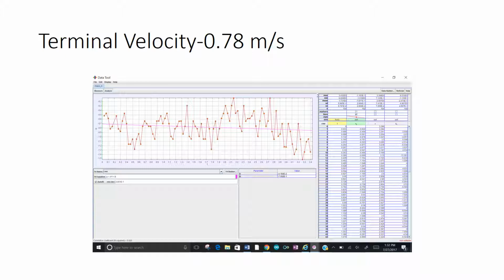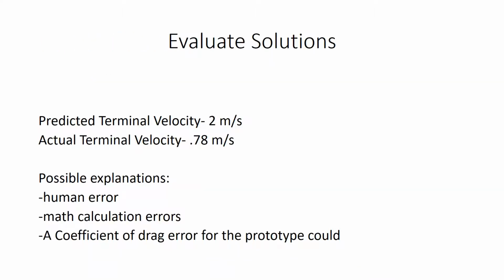So basically what I wanted to look at here is what was the mean velocity of my parachute as it was in flight. And I found that the velocity of my parachute, as you look at the statistics to the side, was 0.78 meters per second. So my predicted terminal velocity was 2 meters per second. I actually got a velocity of 0.78 meters per second.